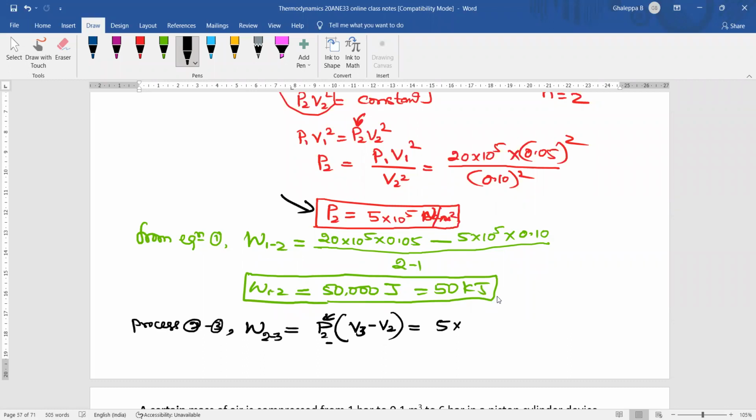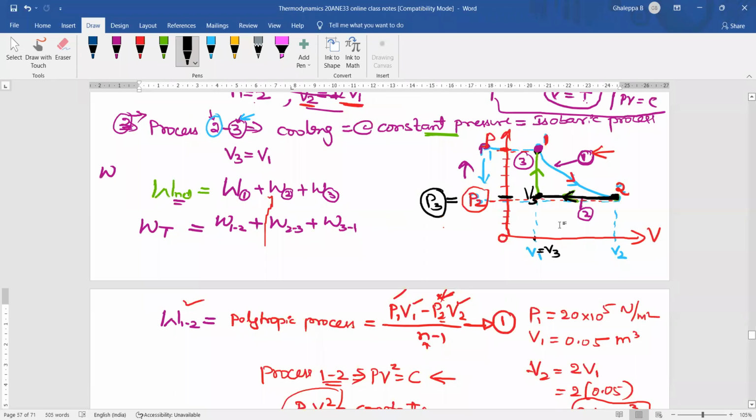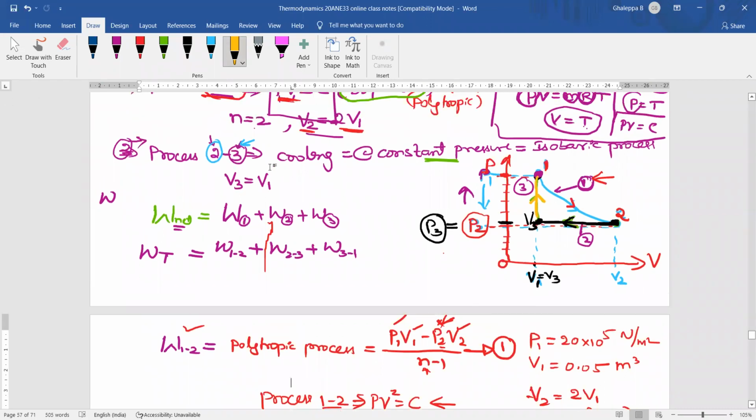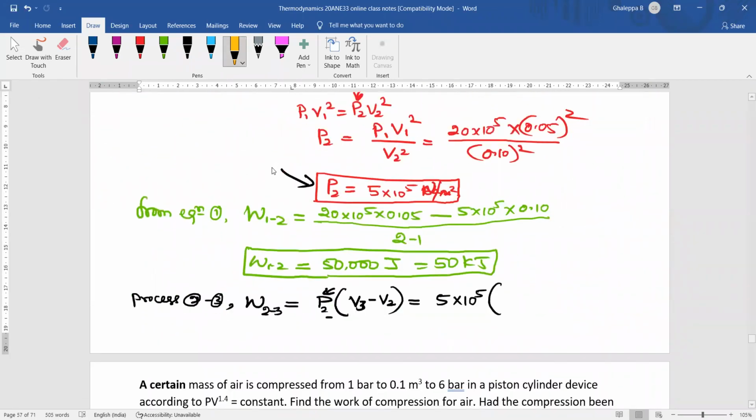So 5 into 10 to the power of 5 into V3. Is V3 given directly, or is V3 equal to V1? V3 is equal to V1 because it is a constant volume process, a vertical line here. How much is the value of V1? Directly I can write 0.05 minus V2. V2 is 2 times V1.